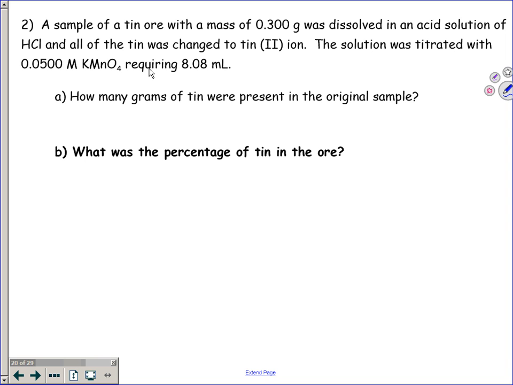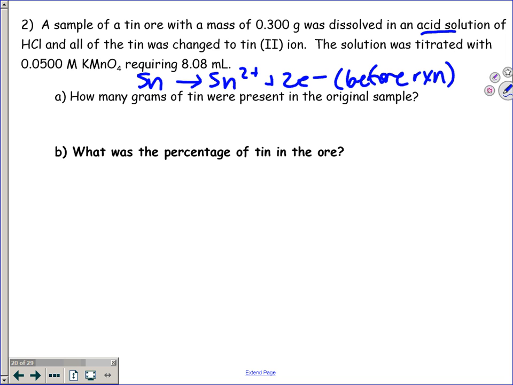So you had a tin ore, which is just a rock with tin in it, so it's solid tin. They did what to it? Okay, well they masked it, yeah, and then they added acid. And that's simply just to extract the tin ions from the rock. So they made tin ions. What's the tin charge now? 2, okay? So basically what's happening before all this is tin is going to tin 2 plus 2 electrons. And this is before the true reaction that we're concerned about, which is the titration. That's just to get the tin out of the tin ore.